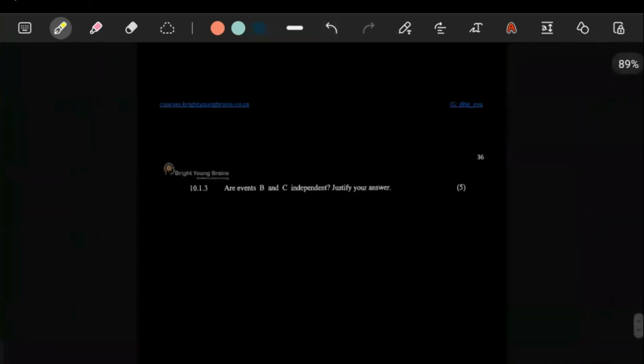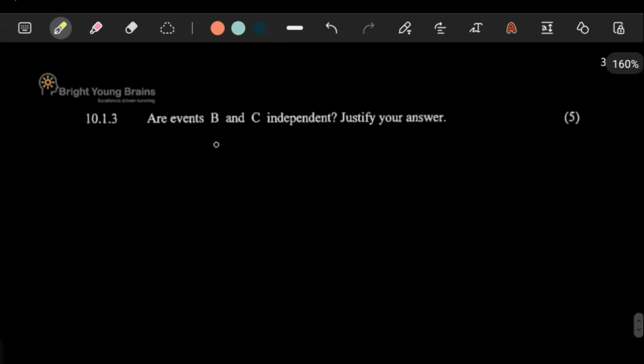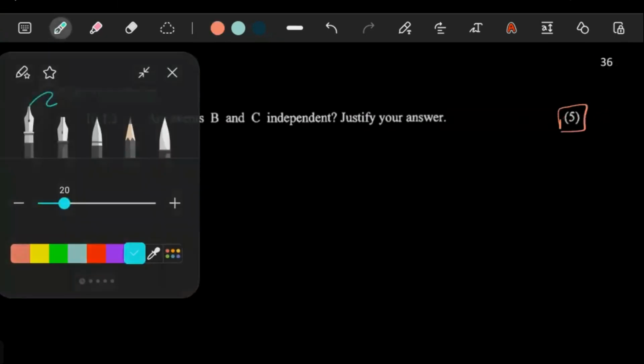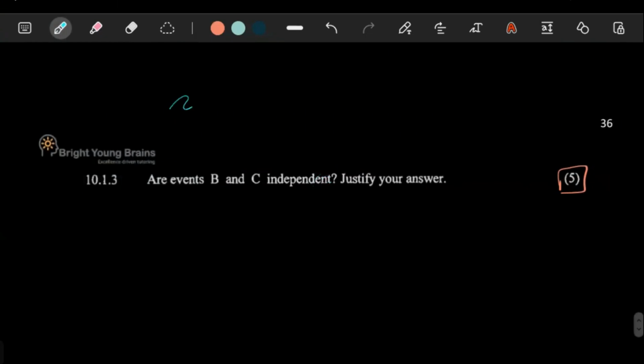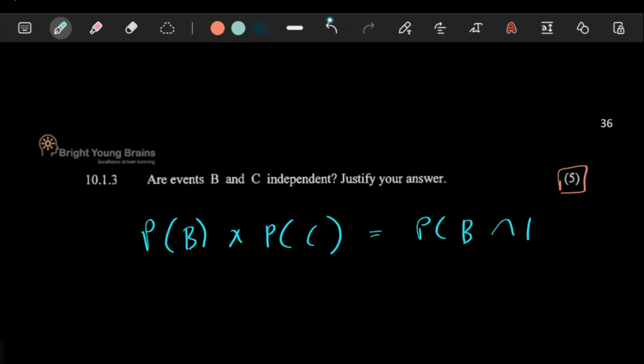Let's move on. 10.1.3. Are events A and B independent? Just for your answer. For 5 marks. Wow. Okay. So if these two events are independent, it means that the probability of B multiplied by the probability of C is equal to the probability of B and C. That's for independent events.